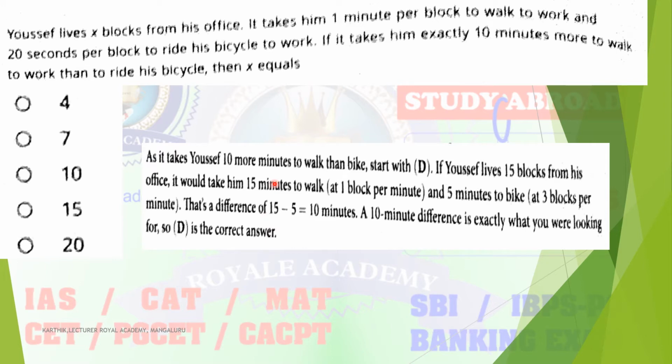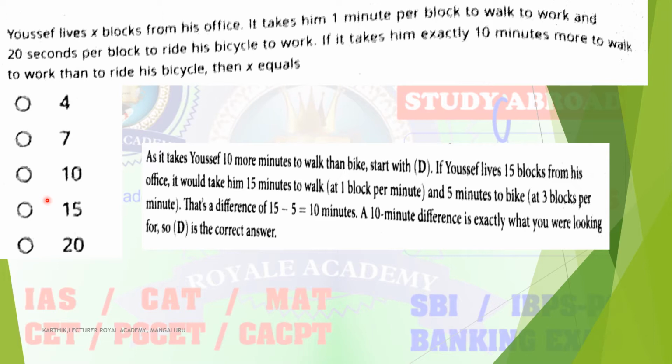If it is 15 blocks and he travels by walk, 15 minutes is required. By bicycle, 5 minutes. The difference between walk and bicycle is 15 minus 5, which is 10 minutes. That exactly matches your question, the 10 minute difference you were looking for. So which option is correct? Option D is correct, that is 15.